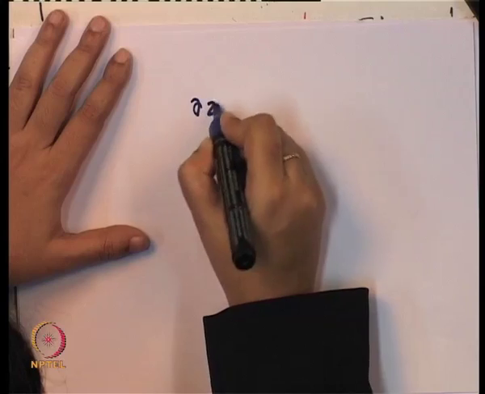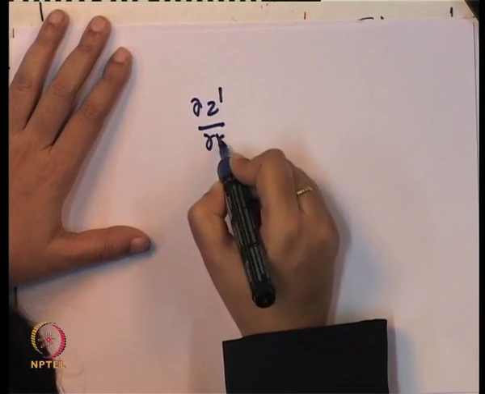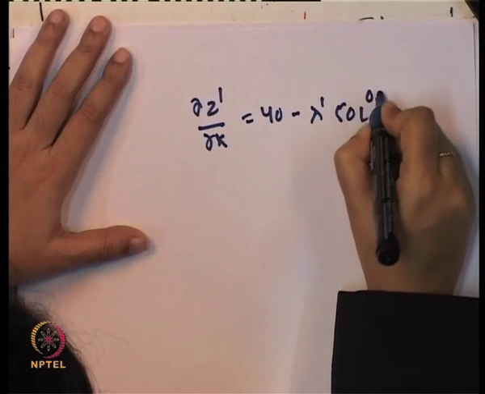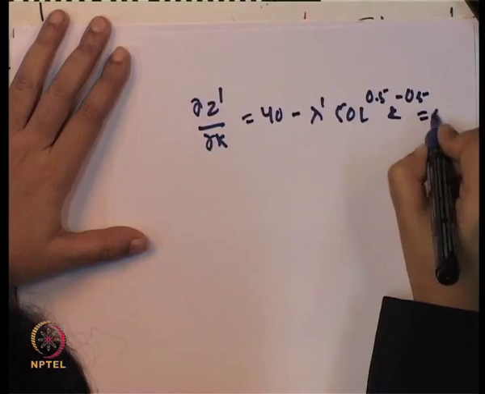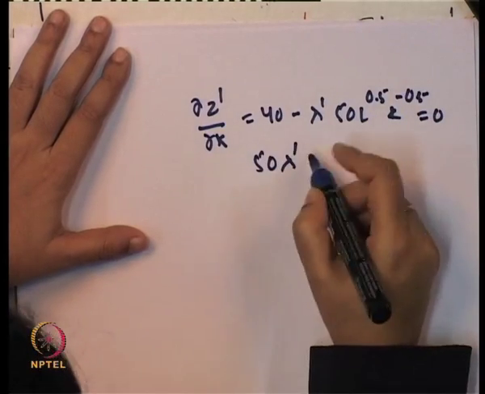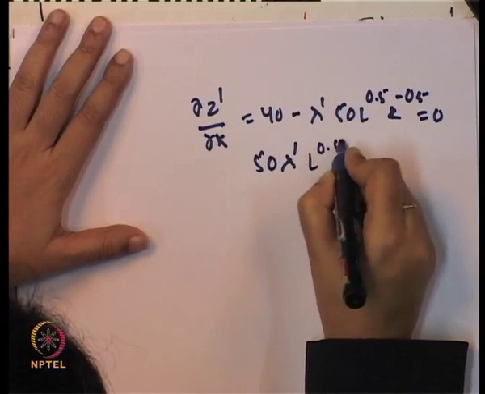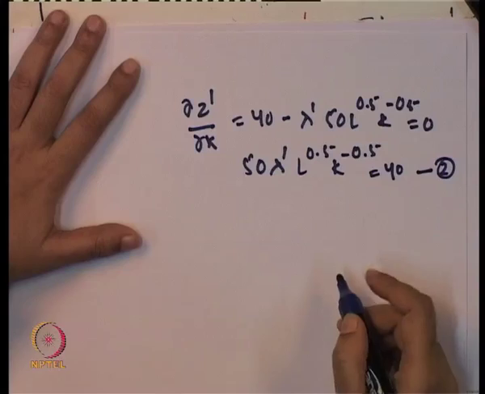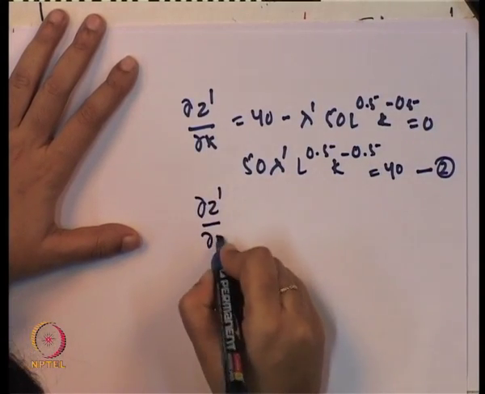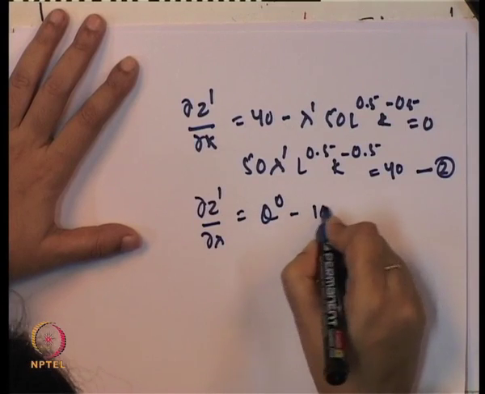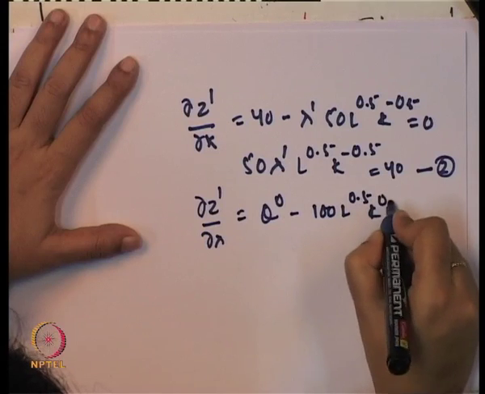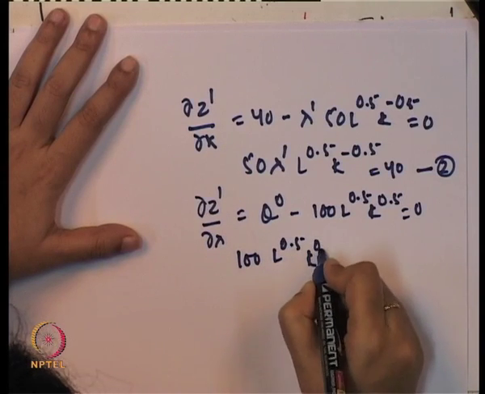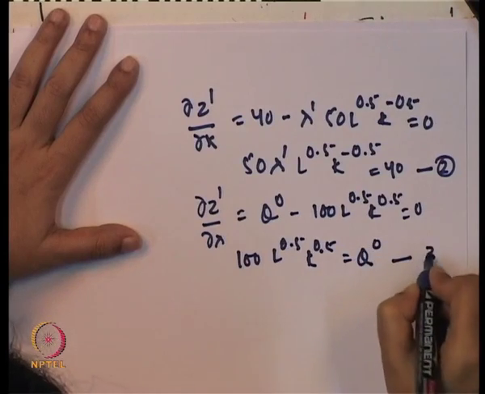So, here we need to find the partial derivative with respect to K, that gives us 40 minus lambda dash 50 L^0.5 K^-0.5, which is to be equal to 0, or 50 lambda dash L^0.5 K^-0.5 is equal to 40. Let us call it equation 2. Now, to find the partial derivative with respect to lambda, that is Q0 minus 100 L^0.5 K^0.5, which is equal to 0. So, you can call it 100 L^0.5 K^0.5 is equal to Q0, that is equation 3.